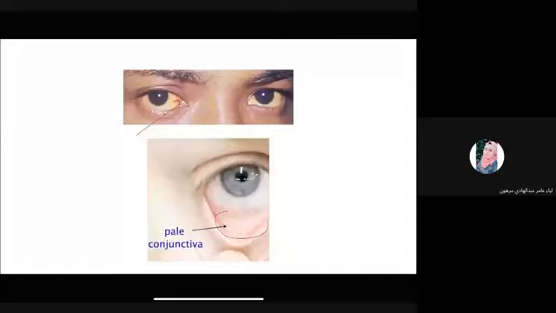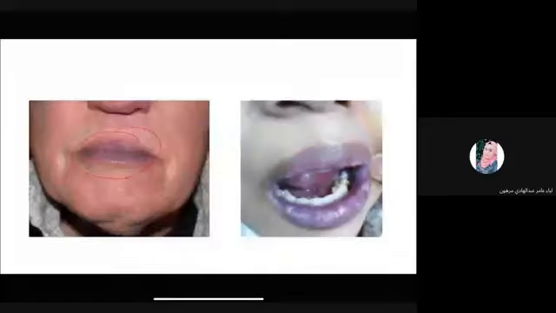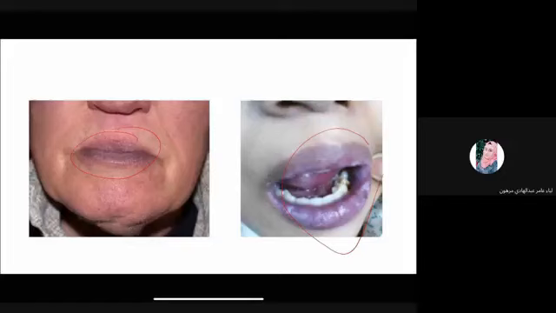We will look at the mouth and the lips to look for cyanosis. Central cyanosis. This patient is having central cyanosis. This is an additional part of the examination of the face, to look for central cyanosis.